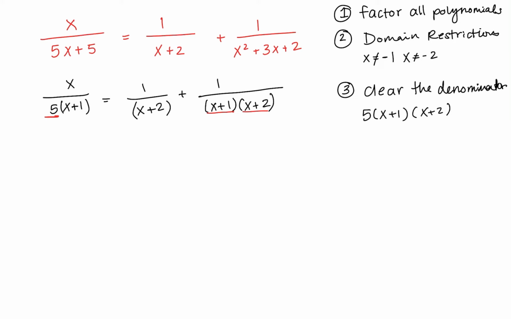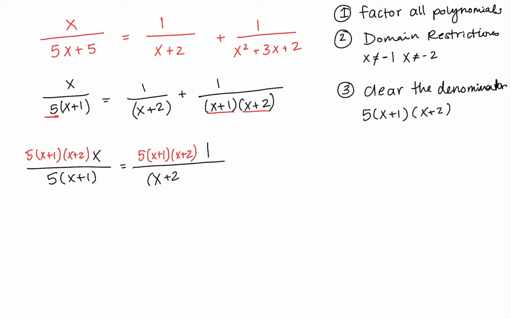Okay, so here we go. 5 times x plus 1 times x plus 2. And I have my x, and I have my 5 times x plus 1 in that fraction equals, and then again I'm going with 5 times x plus 1 times x plus 2. And what I'm left with here, my 1 and x plus 2. Again, I'm multiplying everything by 5 times x plus 1 times x plus 2. As you keep doing this, you'll see some shortcuts you can start taking, and you won't have to write this out every time.